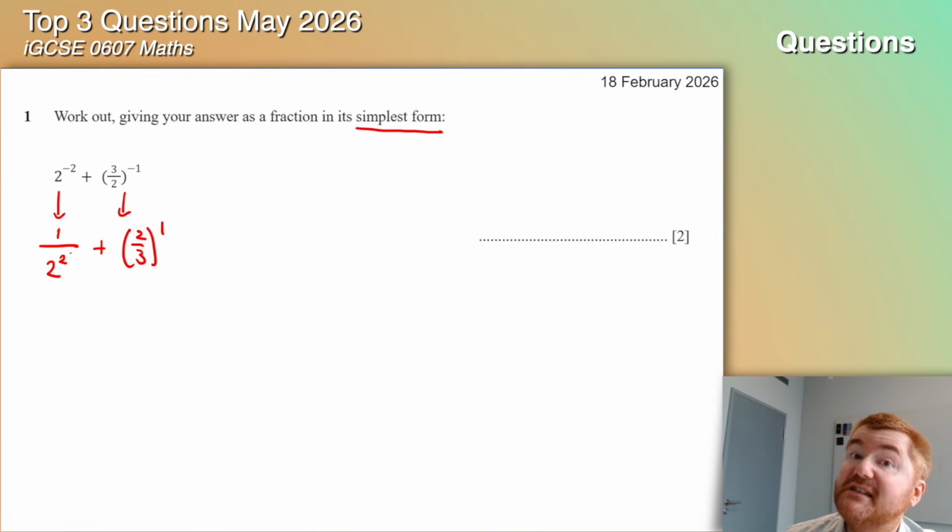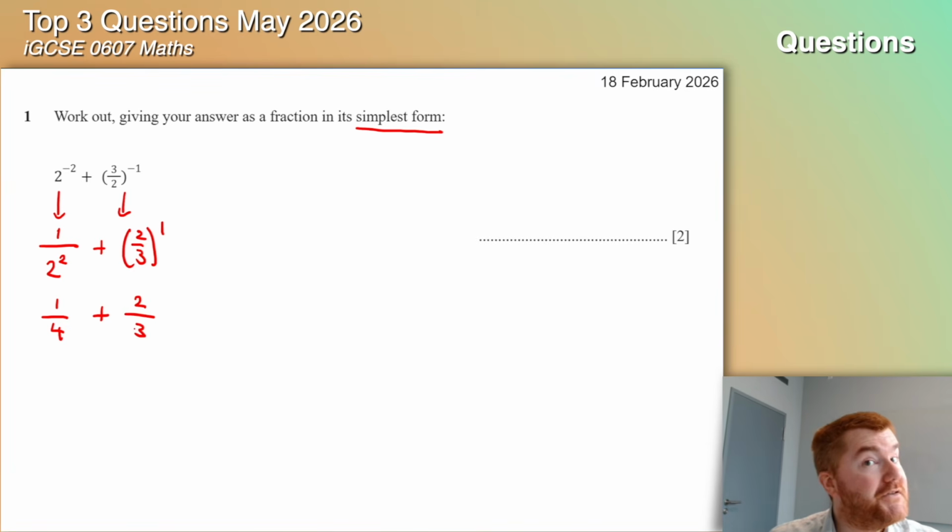Here we can simplify this further. Remember, 2 squared is equal to 4, so that's 1 over 4. And notice the power of 1 doesn't change anything. So essentially here I'm actually asking you an adding fractions question. I've kind of hidden it within these indices.